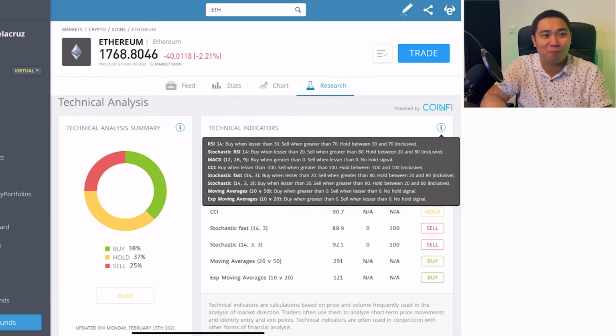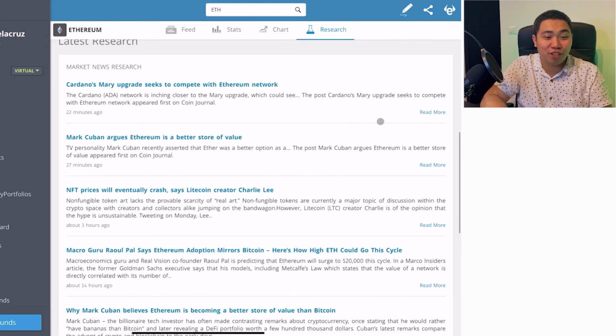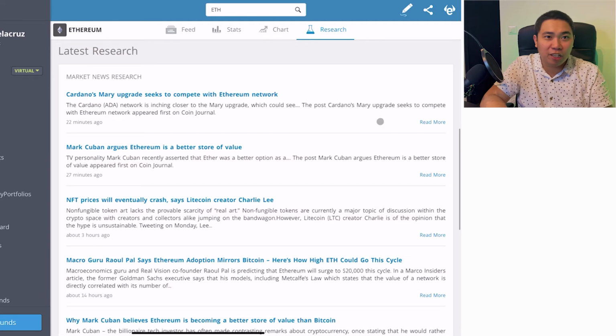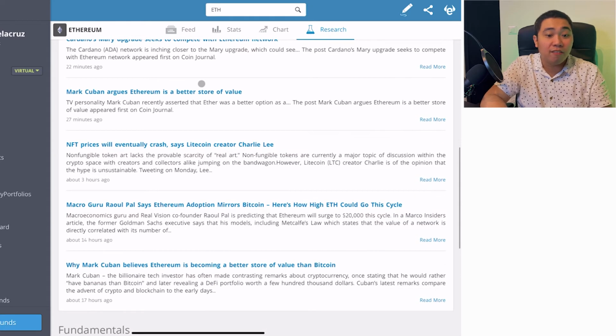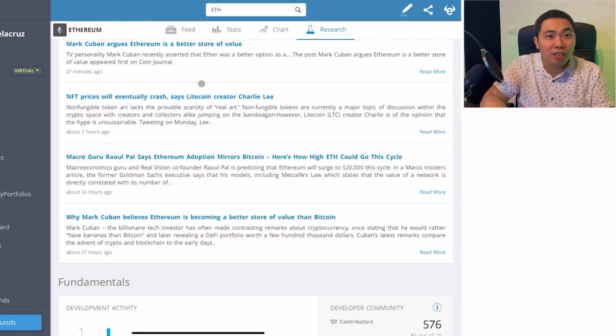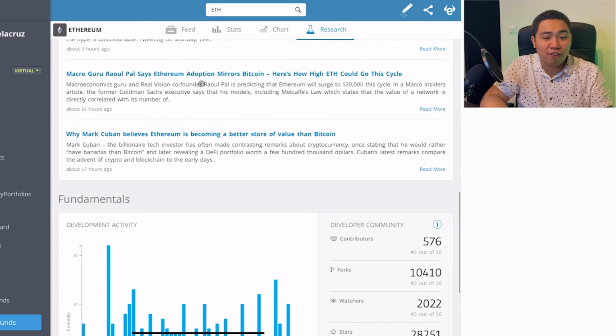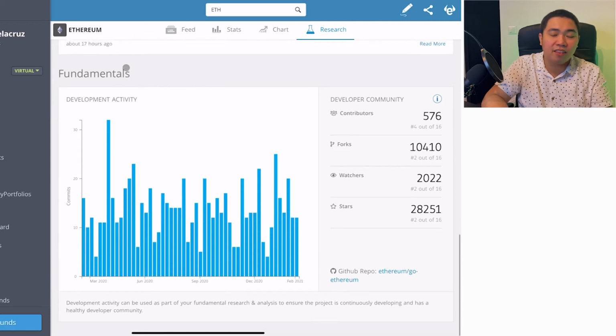You would also see in research that you can see multiple different kinds of articles that you can read through on the item you want to invest in, and that should be very insightful, especially if you're interested in a specific security. You can also see fundamentals and different kinds of reports on the research tab.